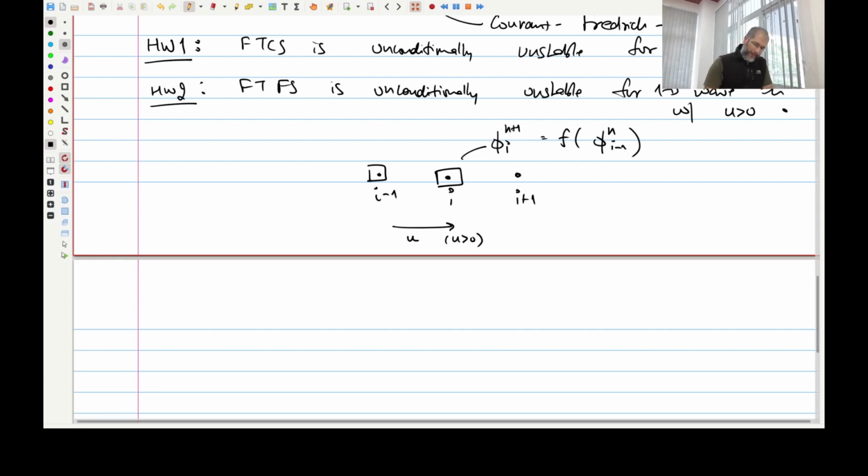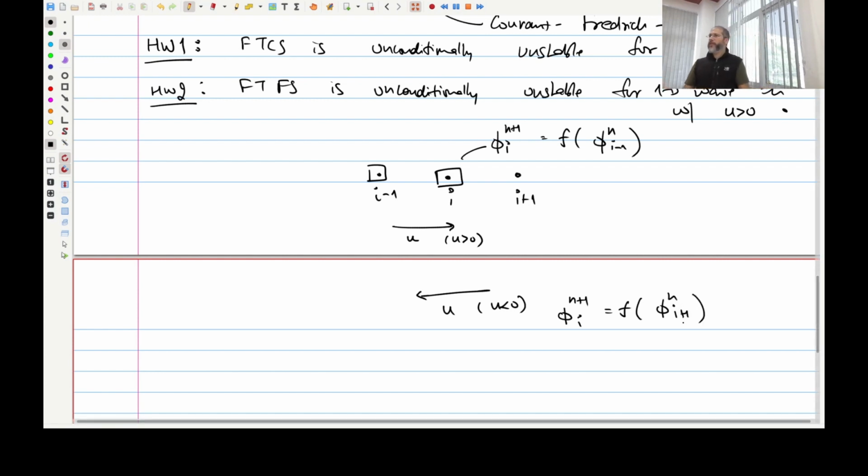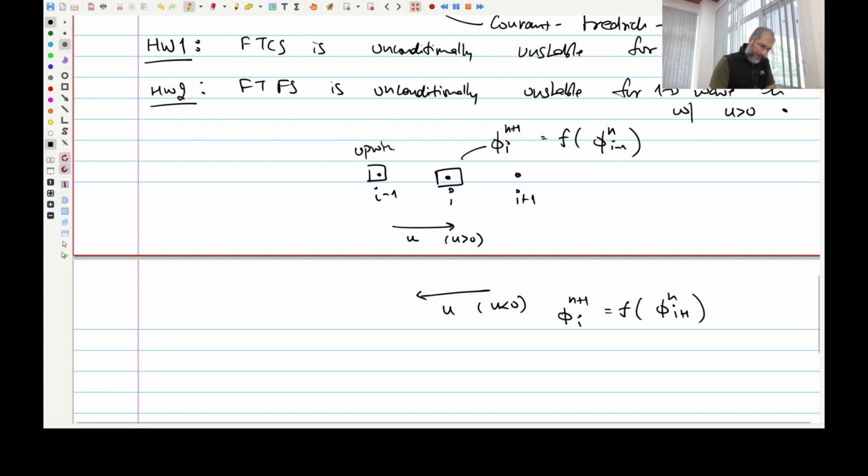Similarly, if your flow was happening the other way, if your u was negative, then this should have been a function of i plus 1, because now the information is traveling from right to left. So we say that information always travels from the upwind direction. For the case where u is greater than 0, this term is called upwind, and this term is called downwind.